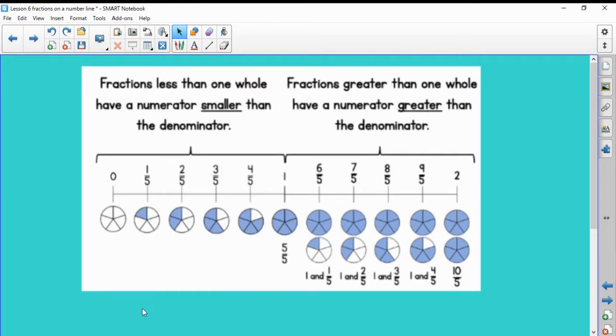So what do you notice about the numerators and the denominators on the number line? Well, on this side, I can see all the denominators are 5. The numerators are all less than 5. Therefore, fractions less than a whole have a numerator smaller than the denominator. On this side, again, the denominator is 5, but the numerator is bigger than 5. So fractions greater than a whole one have a numerator greater than the denominator.